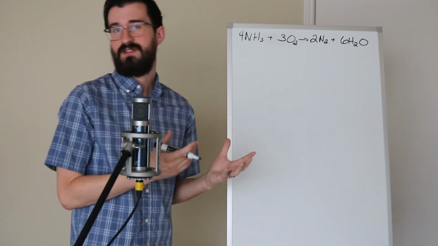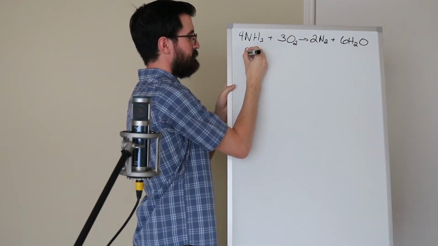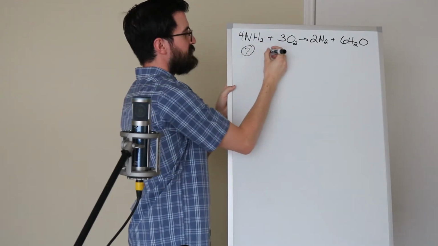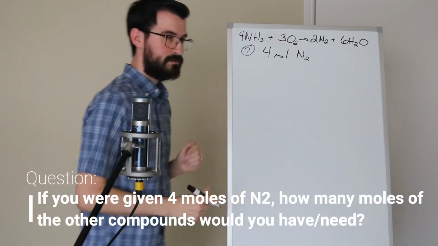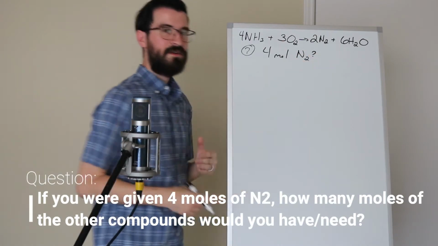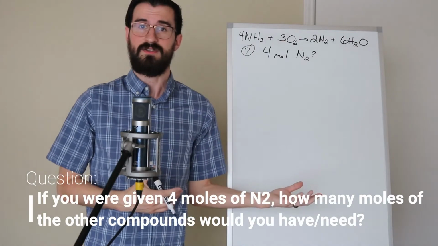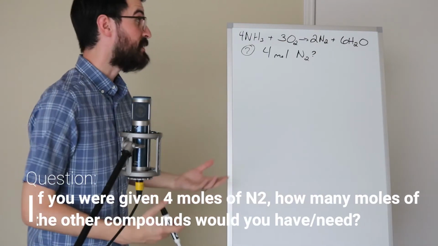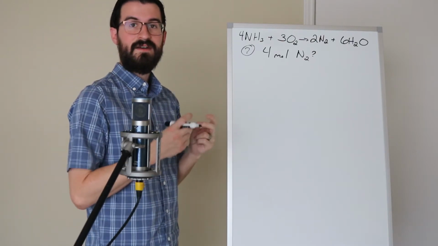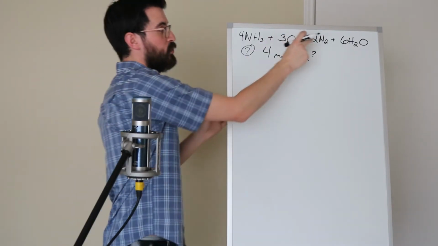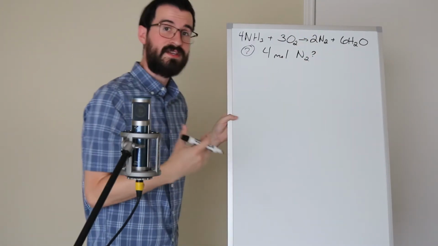So one of the relationships your book provides is, if I ask myself, okay, what if I was given 4 moles of nitrogen? Well, how many moles of literally everything else would I get? Or would I have to have? So what we can do is find the scale factor by which the original molar amount of nitrogen has been multiplied in order to become our given amount of nitrogen.